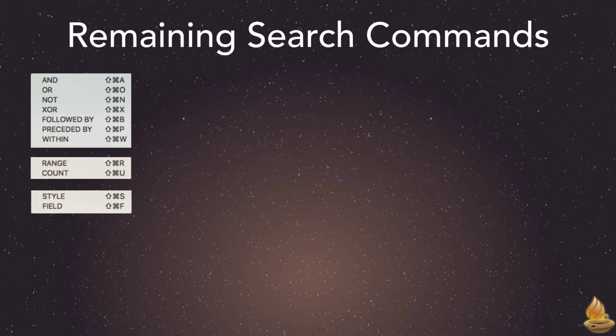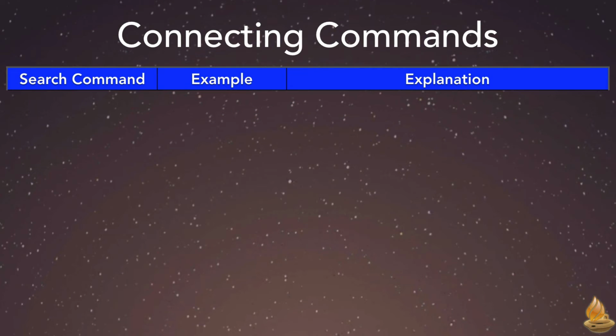The remaining commands are what we'll cover in this podcast. The 7 connecting commands, the range and count commands, and the style and field commands. Accordance's 7 different connecting commands all connect one or more search words.